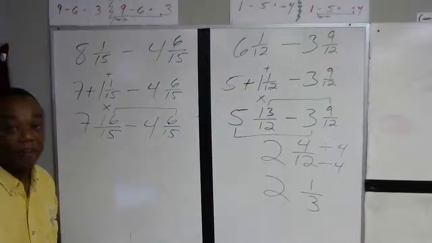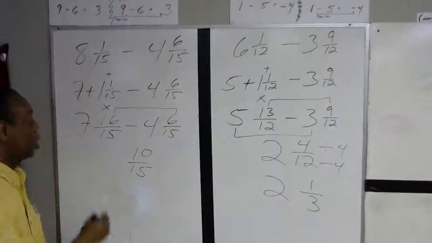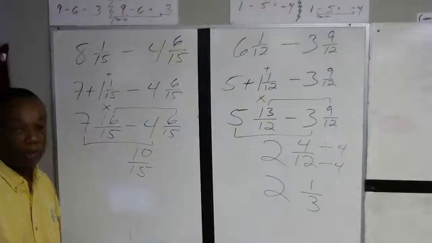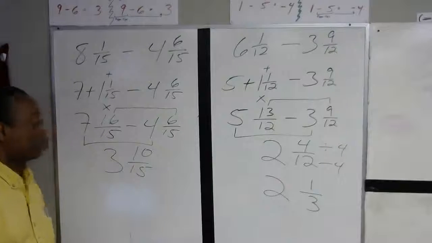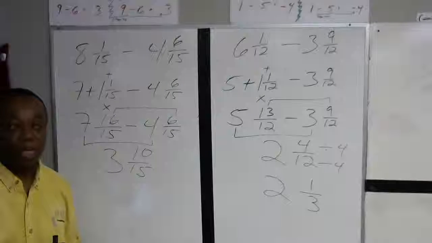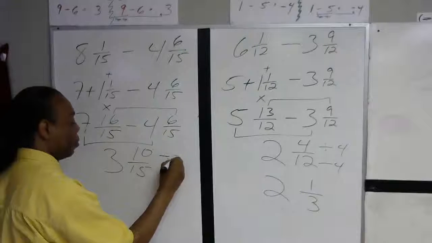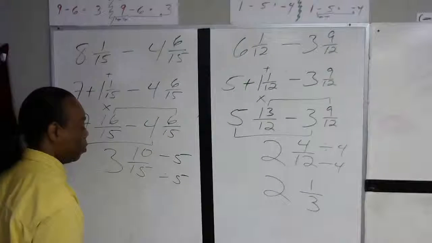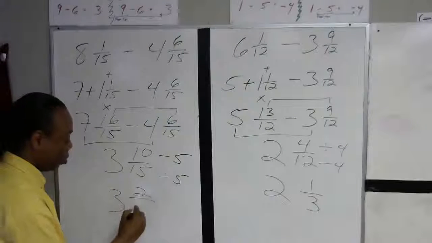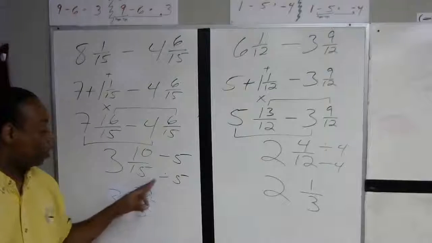That will give me 10/15. Next, I'll subtract my whole numbers, 7 minus 4, which will give us 3. Next, I'm going to simplify the 10 over 15. I will simplify this by dividing both by 5. As a result, we'll get 3 and 2/3 when we simplify 10 divided by 5 and 15 divided by 5.